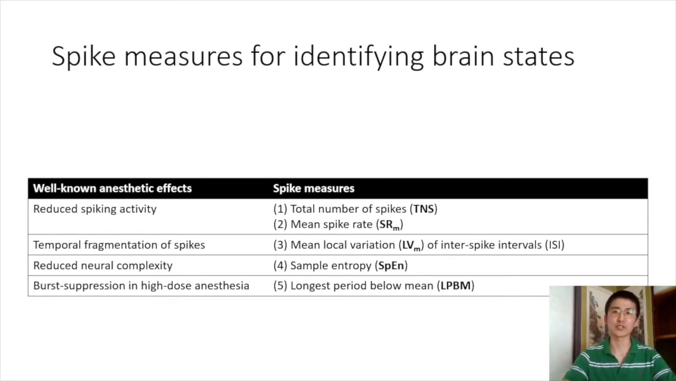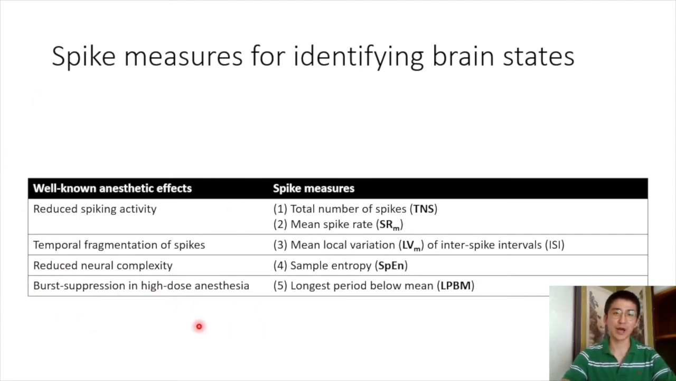The first goal of this study is to identify brain states based on spiking activity of neurons independent of anesthetic concentration. Therefore, we chose measures that can be applied to spike trains to quantify the well-known effects of anesthesia. The well-known effects are reduced spiking activity, temporal fragmentation of spikes, reduced neural complexity, burst suppression pattern in high-dose anesthesia.